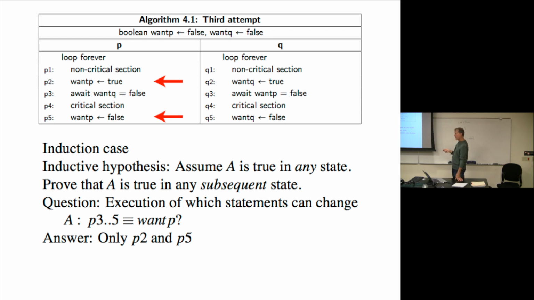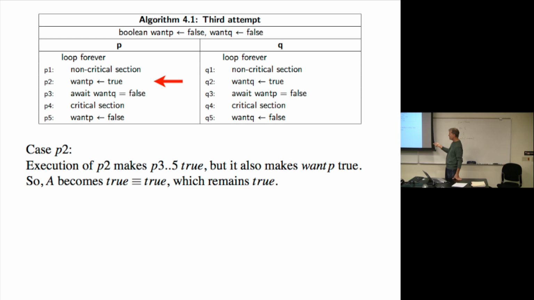This is a lemma that we're going to use in a later part of the proof. So the significance of it will have to come later. The question is, why are we proving P3.5 equivalent to want P? This is a lemma, and we're going to use it in the later part of the proof. So now, does everybody see that by code inspection, only P2 and P5 change this? So here's P2 and here's P5. That's the only thing that can change it. So let's take two cases.